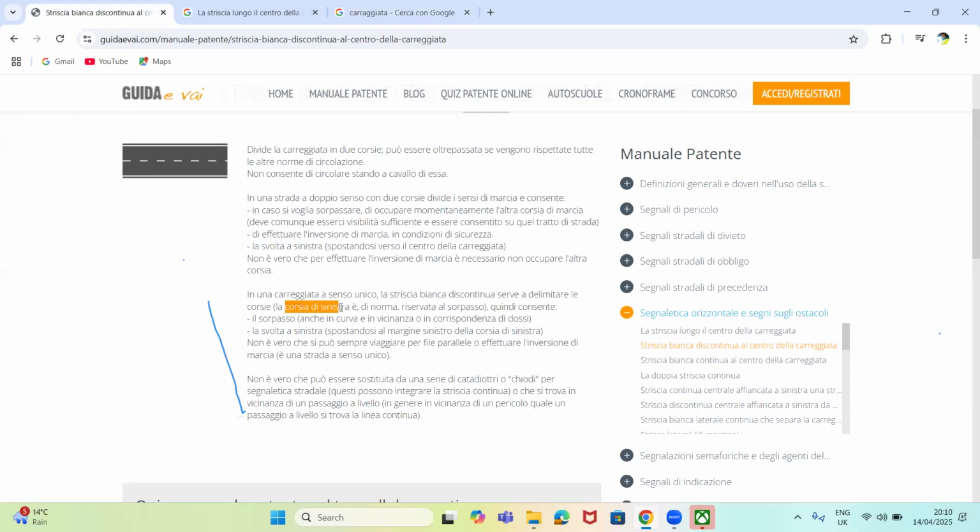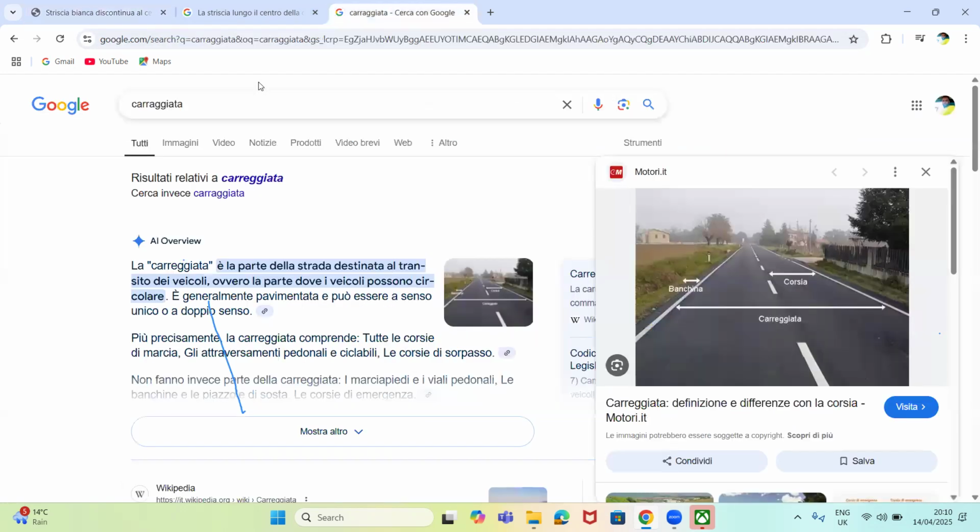Now, la corsia di sinistra è di norma riservata al sorpasso. We've done this before. The left lane, remember, is reserved for overtaking, while the right lane is to go slow. Let's continue. Now, corsia di sorpasso. In this particular type of road, guys, follow me. I'm teaching you guys something very deep here. Watch. In this type of road now, because we know that it is senso unico, cars are not coming from the opposite direction.